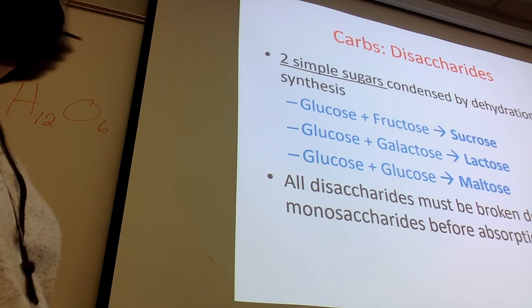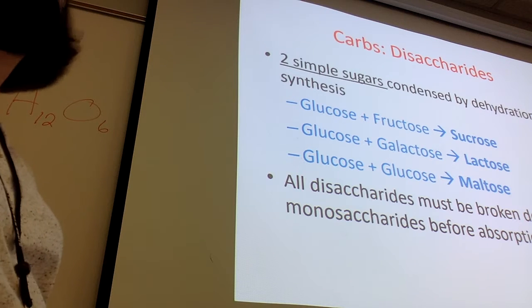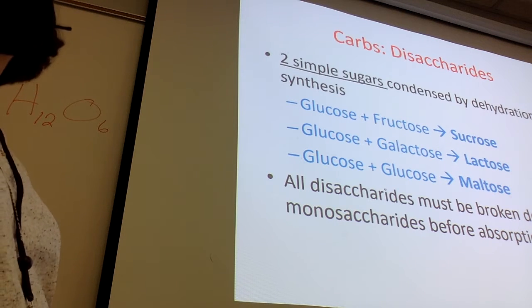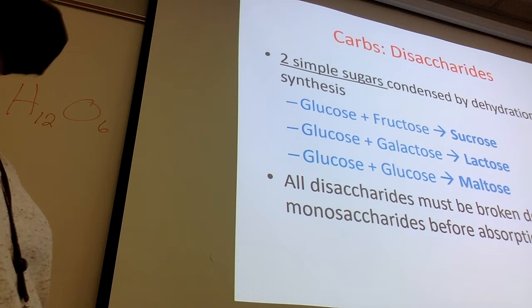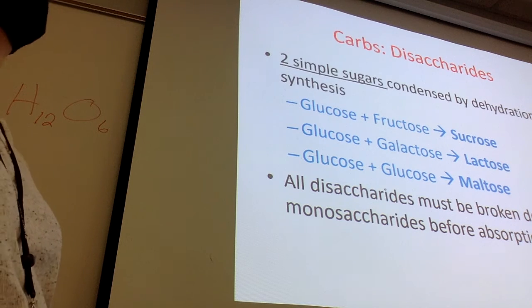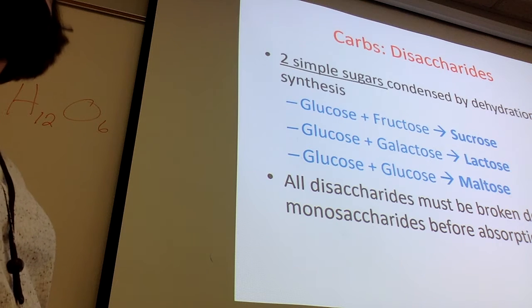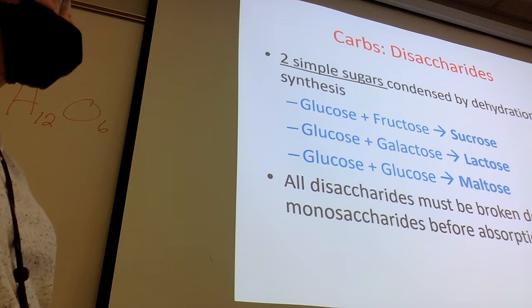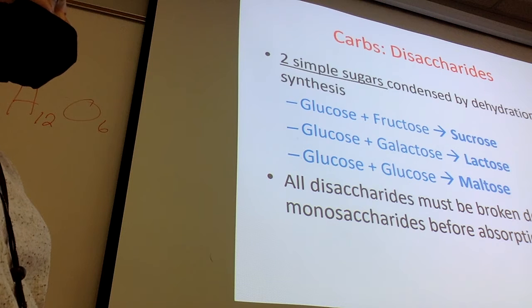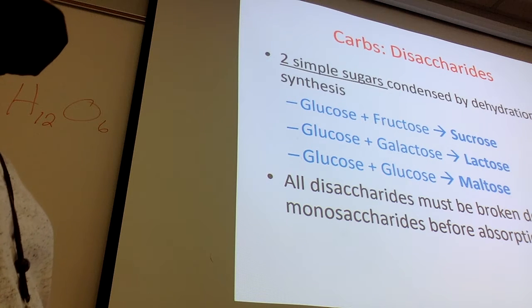Glucose and galactose makes lactose. Where do you find that? In milk, ice cream, all that good stuff. And then glucose plus more glucose makes maltose. And that's what starches usually break down into, maltose. I'm thinking of the malt balls. Ooh, I like malted milk balls.